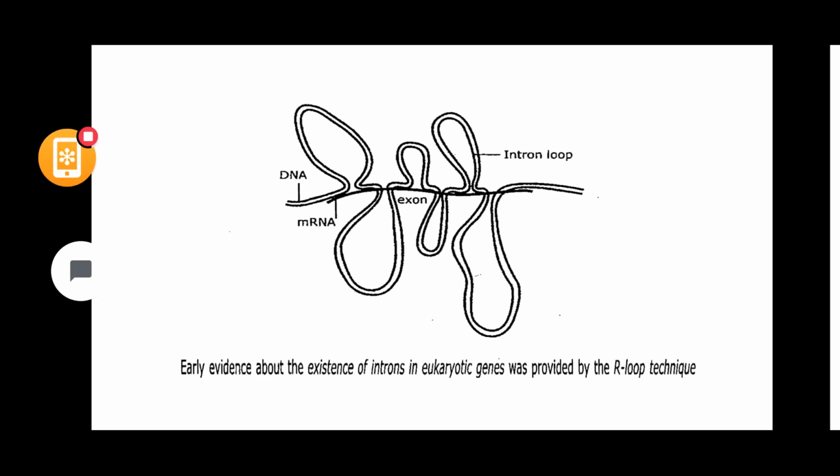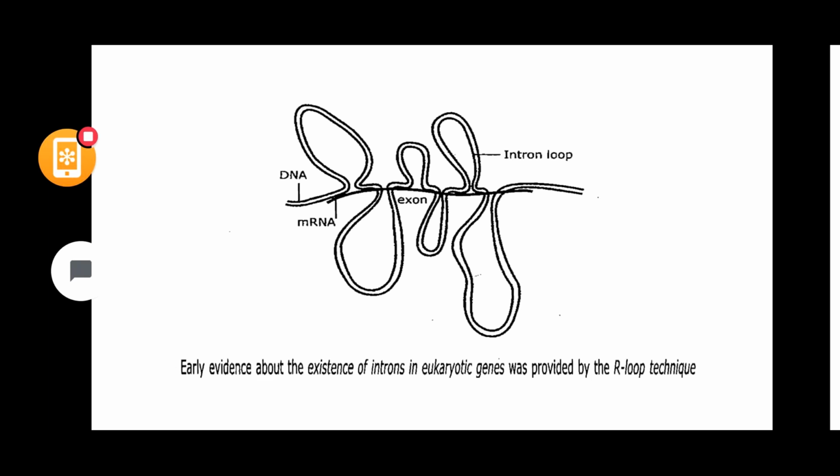So this is the experiment which is called the R-loop technique. This R-loop technique is used to find the introns. Okay, using this technique the scientists identified that the gene is also having an intron part. It is not only the functional exon sequences that are there. It has some non-exon sequences which do not produce any protein.